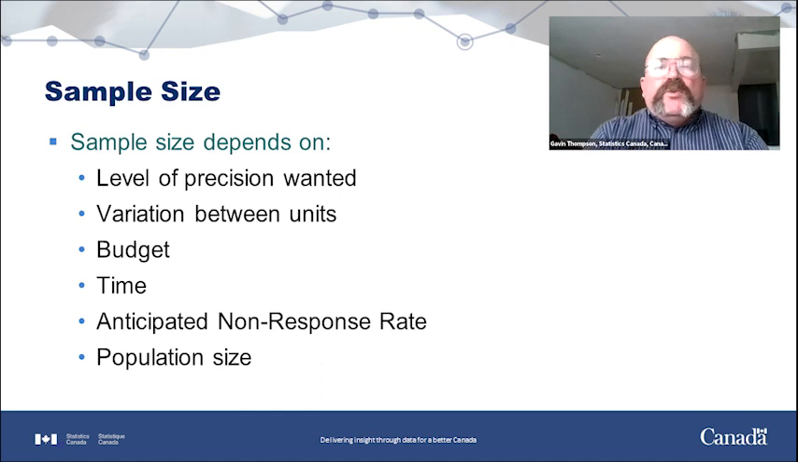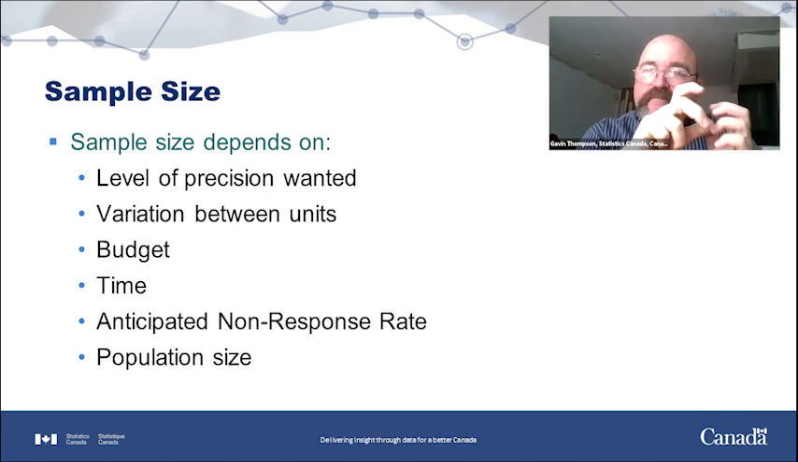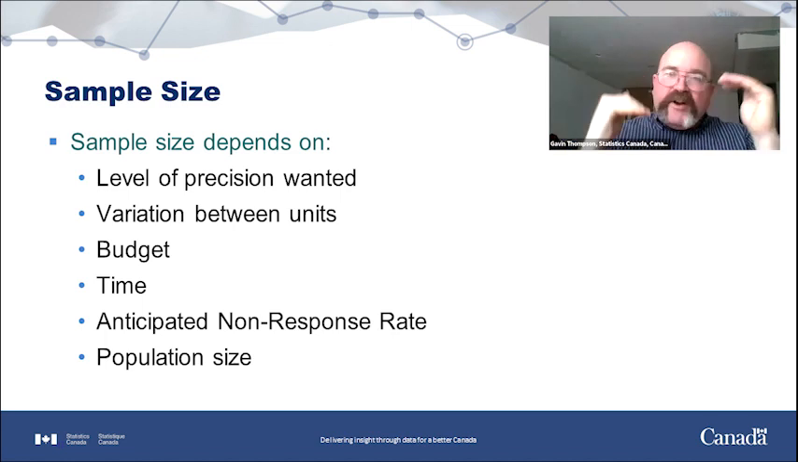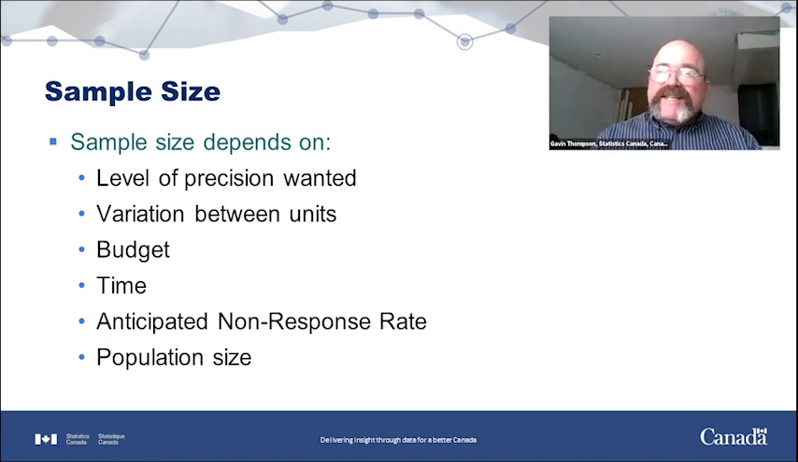Sample size: we need to worry about the level of precision that we need. We need to worry about variability between units, budget, time, anticipated non-response, and population size. The example I give here is if we're trying to look for total household income in the city of Ottawa again, the city has low income neighborhoods and higher income neighborhoods. You don't have to ask many people in a lower income neighborhood what their household income is before you can start to get a measure of the average household income in that neighborhood. Whereas in a richer neighborhood, there's so much variability between units that you almost would need to conduct a census to get a good idea of what the household income is.